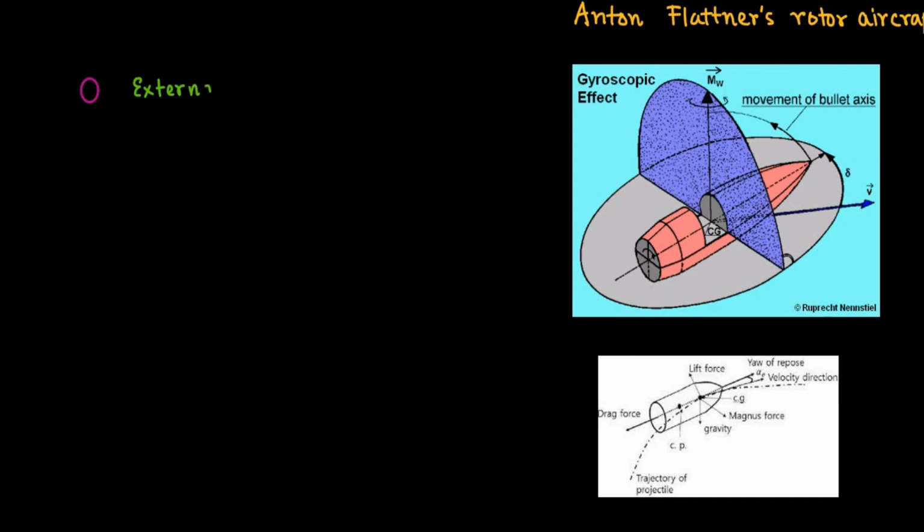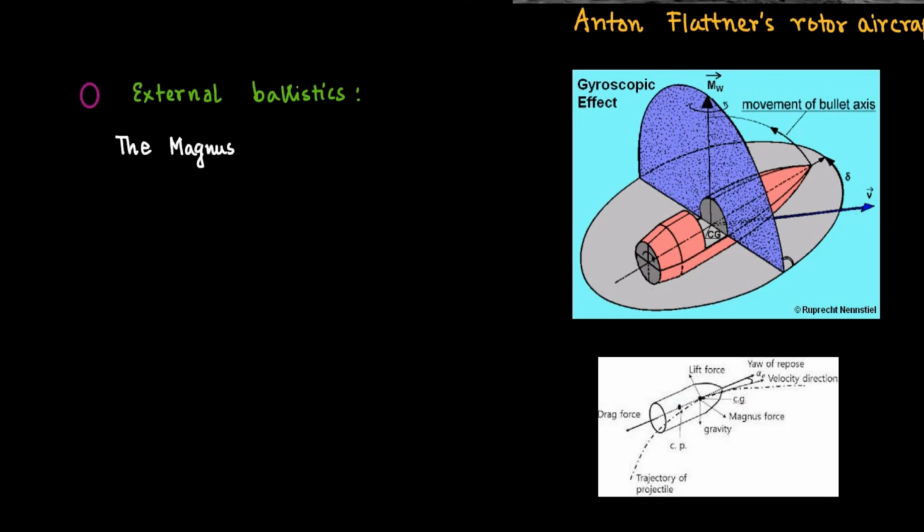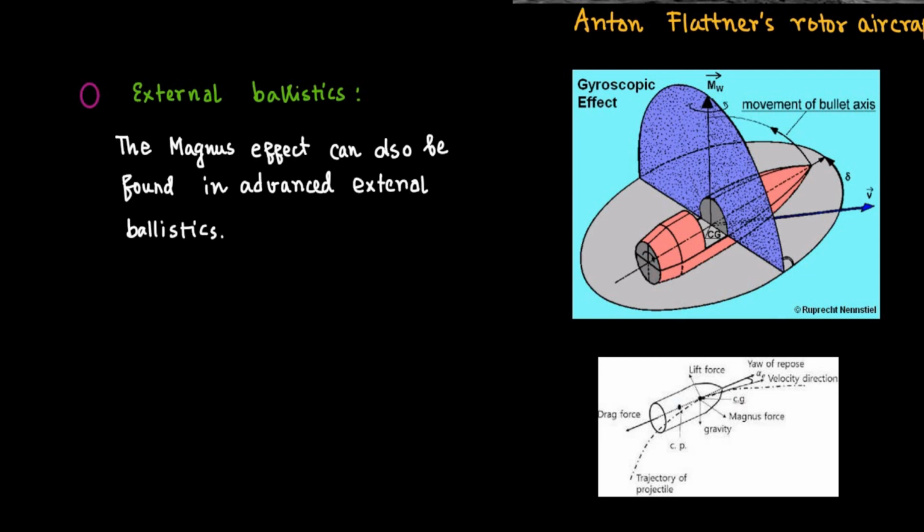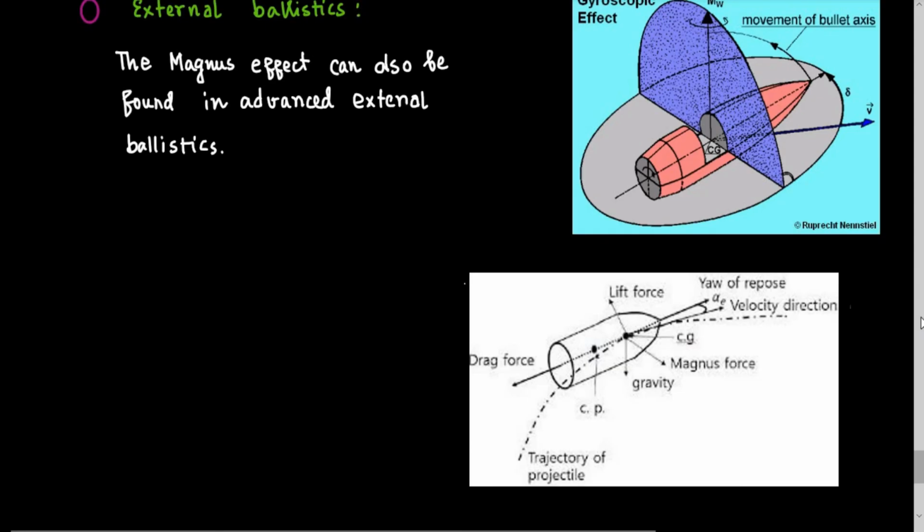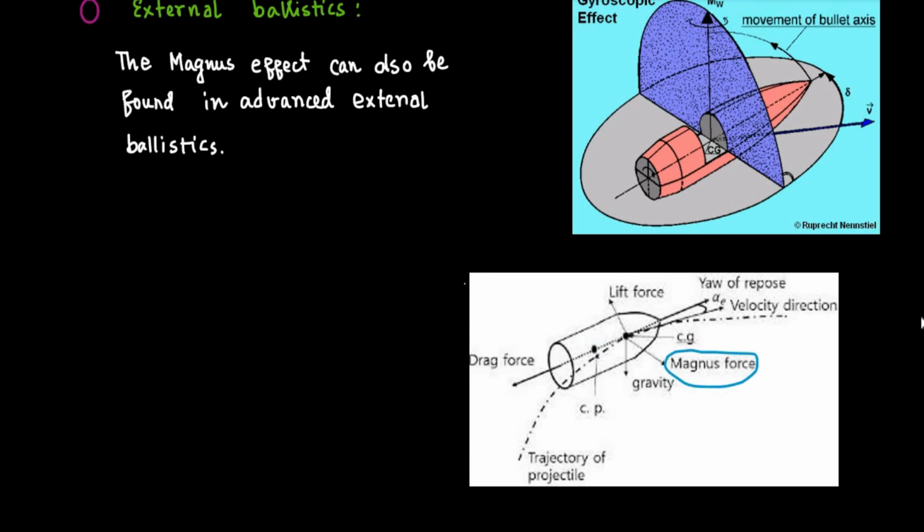Also, external ballistics. We can explain what external ballistics is. The Magnus effect can also be found in advanced external ballistics. We can denote the direction of Magnus force acting on the bullet fired. This is the direction in which Magnus force acts on the bullet.